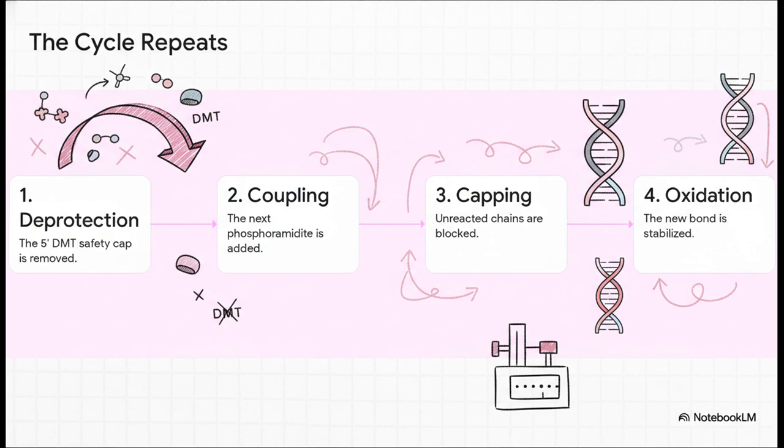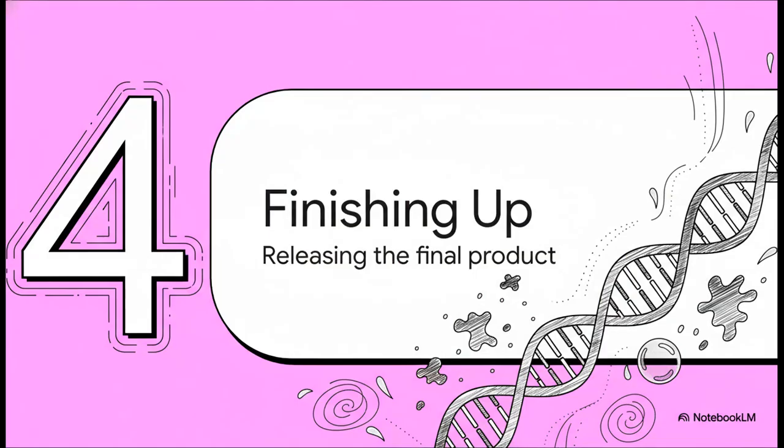And that's one cycle done, one letter added. So to add the next one, you guessed it, the machine just starts right back at step 1, taking the safety cap off the nucleotide we just added, and runs through the whole 4-step process again. If you want a 50-letter piece of DNA, this cycle just repeats 49 times. Okay, on to the final stage.